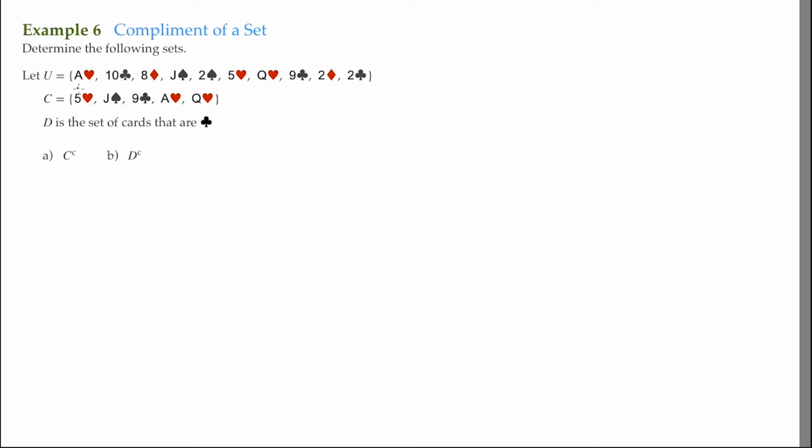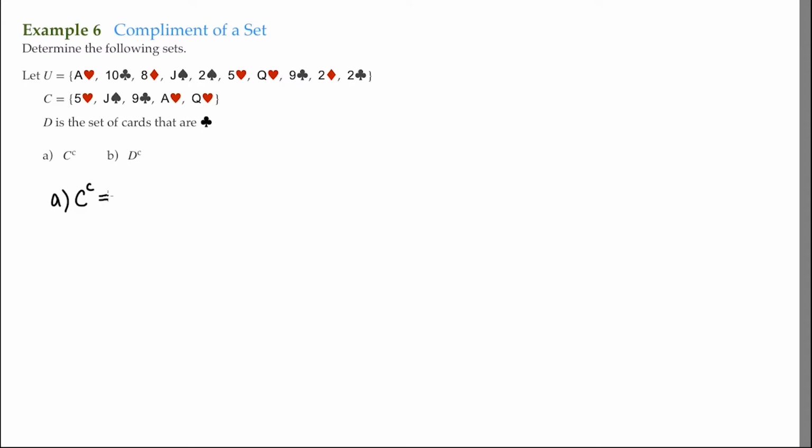And you can see the universal set has a listing of these playing cards here. We have the Ace of Hearts, the 10 of Clubs, the 8 of Diamonds, and so forth. So we are going to determine the complement for set C. I'm going to put down C complement. The complement is the label of the set raised to this C power.